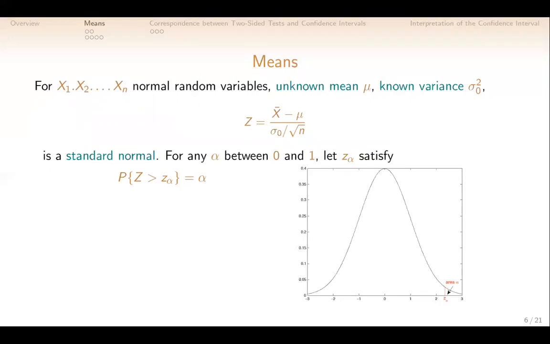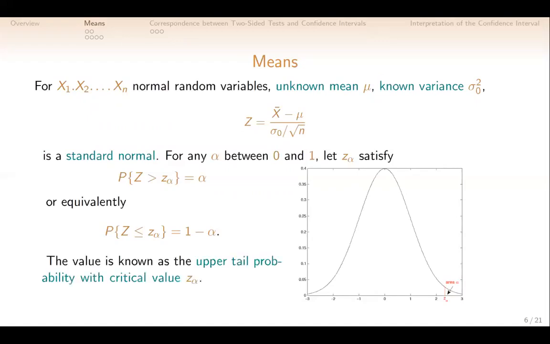So there it is. I just drew a little picture for you. There's the z alpha, and above that level z alpha is probability alpha. That's the area under the curve to the right of that vertical red line and above the x-axis. Equivalently, less than that, because probabilities add to 1, the probability that z is less than or equal to z alpha is 1 minus alpha. So that's called the upper tail probability with critical value z alpha.